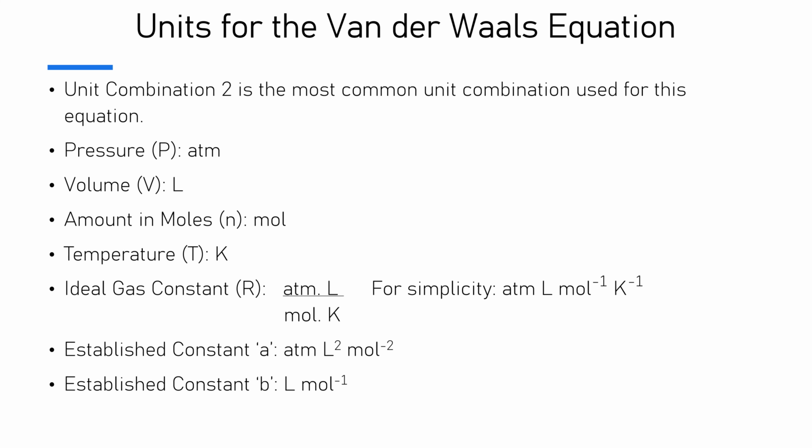Now the units for the ideal gas constant are atmospheres, litres, moles, and Kelvin. Previously we wrote those units out within a fraction where atmospheres and litres are in the numerator and moles and Kelvin are in the denominator. However, when using the van der Waals equation, for simplicity, we can write the units out on one line. So we can have atmospheres, litres, per mole, per Kelvin. The units for established constant A are atmospheres, litres squared, per mole squared, whereas the units for established constant B are litres per mole. Okay, let's now run through a question that requires the use of the van der Waals equation.